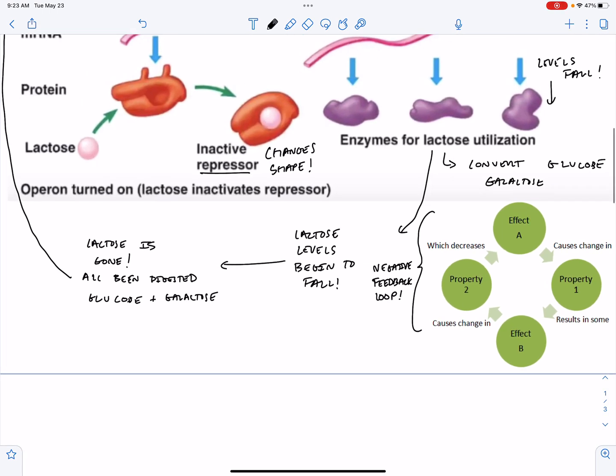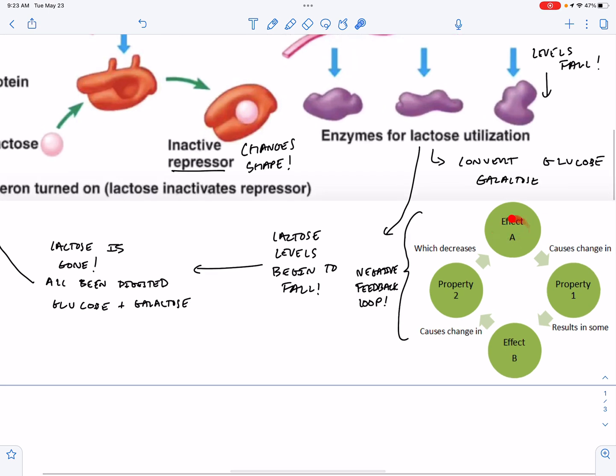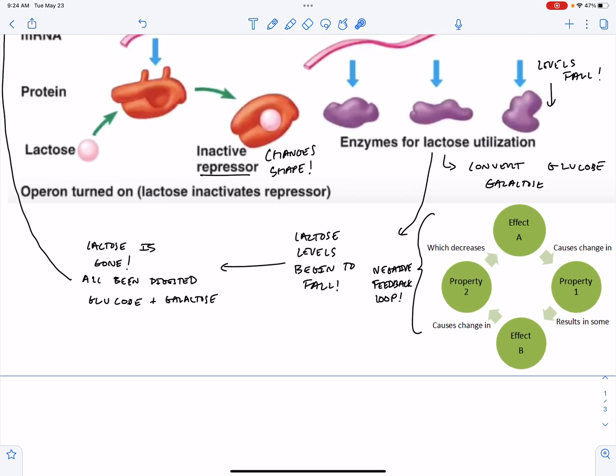So a negative feedback loop is where you have an initial effect A. Let's say this is the presence of lactose. This is going to cause a change in property 1, which is the transcription of those genes. And the effect B is that now the genes are present, and this is going to start digesting the lactose. And so now the lactose levels fall again. So this is a dampening loop.